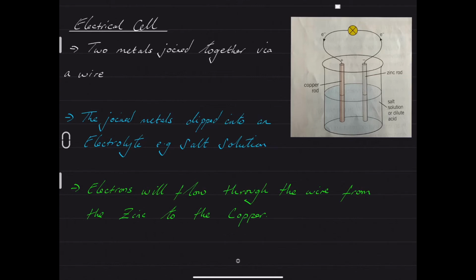You may be wondering, why do we have a lamp in the wire loop? This is to actually tell us that electrons are flowing, or we have a complete circuit. Because if we have a complete circuit and the electrons are flowing, this lamp will light up. So it's an indicator for us as well.